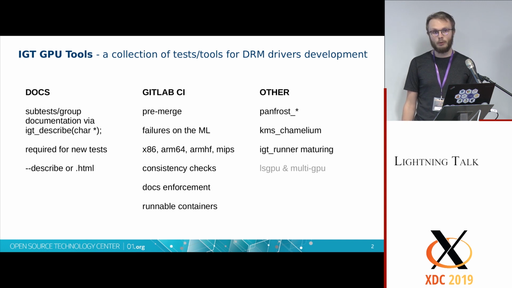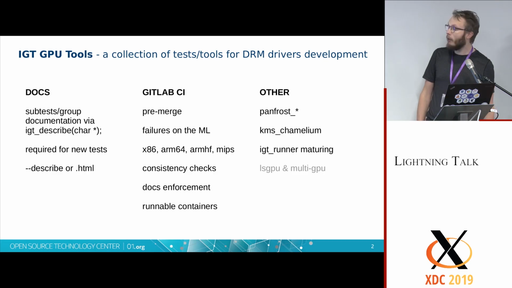So it's required for all new tests that are coming into IGT as of now. If you forget to include that, you will get a nice email pointing you to the documentation with the examples, do's, don'ts, and a couple of example patches that already introduced those descriptions for existing tests. You can access those either as a generated HTML documentation or just on a binary level using --describe.